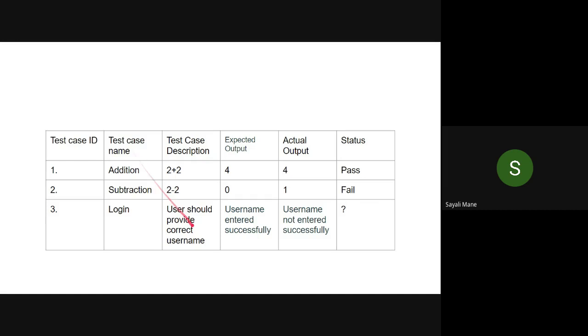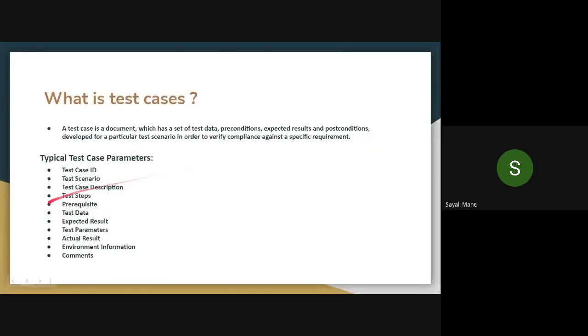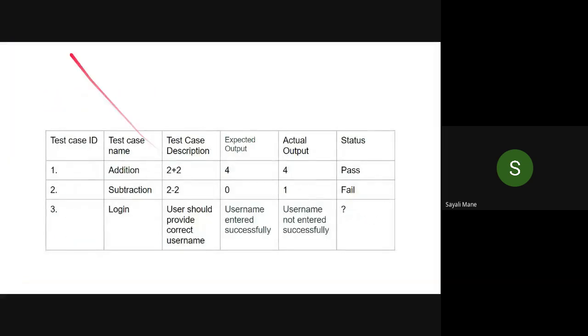So this is how test cases should be created, and these are the basic parameters: ID, test case name, description, expected, actual, and status. Suppose you want to add anything to these parameters, like scenario or state, you can add it. Okay, done. Password length less than 8. Yes, yes, correct, very good.